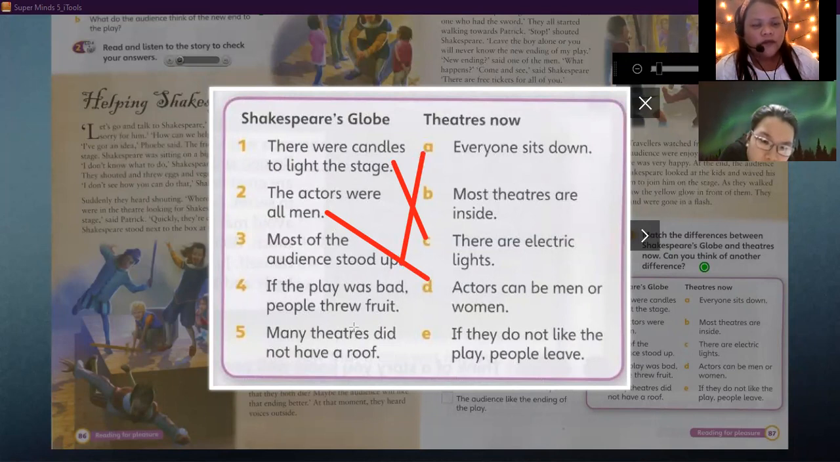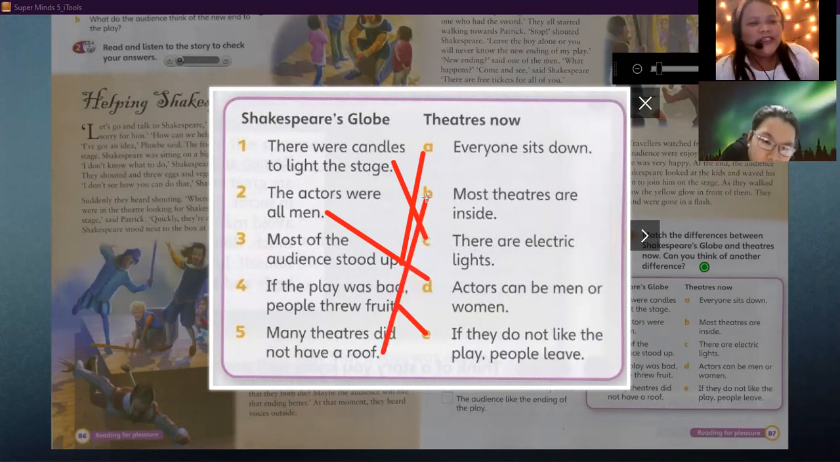Number four. If the play was bad, people threw fruit. Then, if they do not like the play, people leave. Very good. Last one. Many theaters did not have a roof. And then, more theaters are inside.